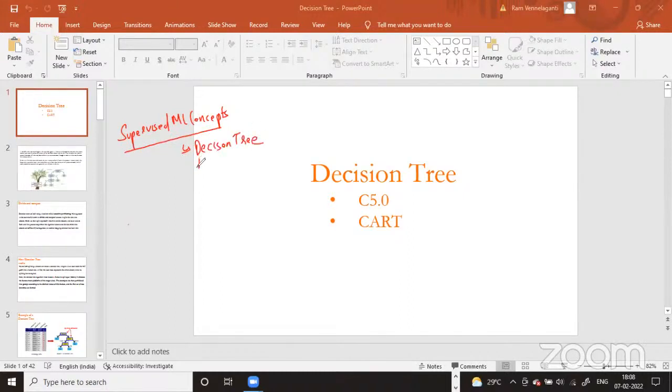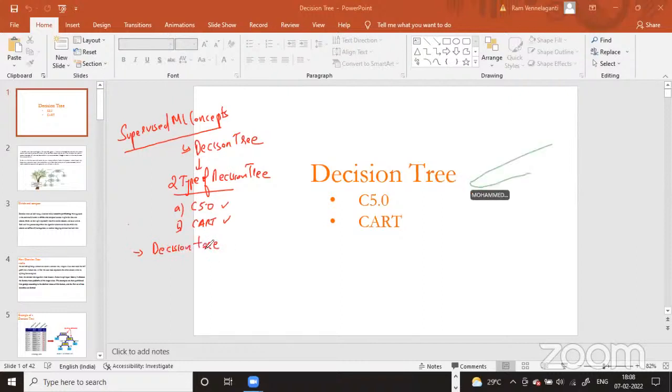And under the decision tree concept, we will be discussing two types of decision tree. One is C 5.0, another is the CART decision tree. So first we are going to discuss what is a decision tree. We'll try to understand the concept, and then we are going to see some examples.